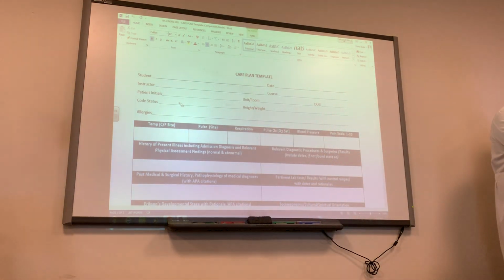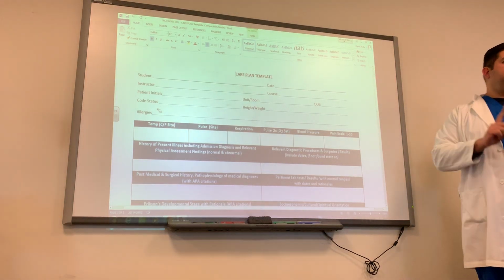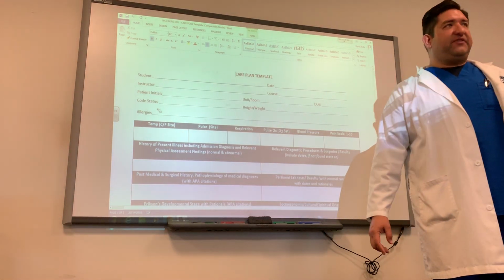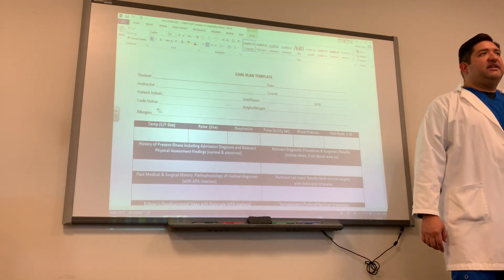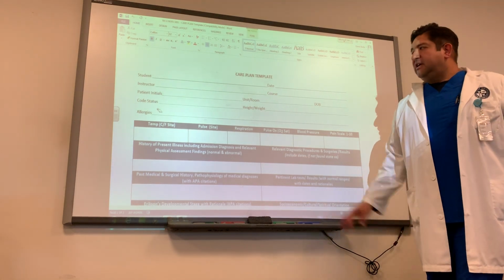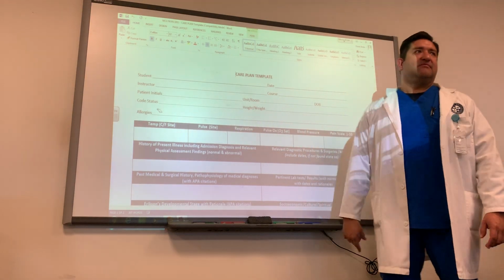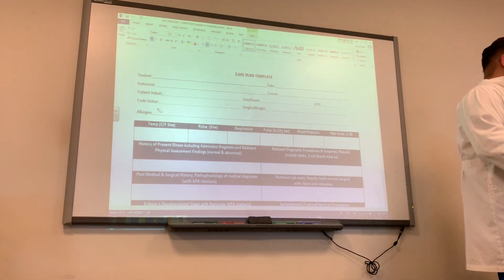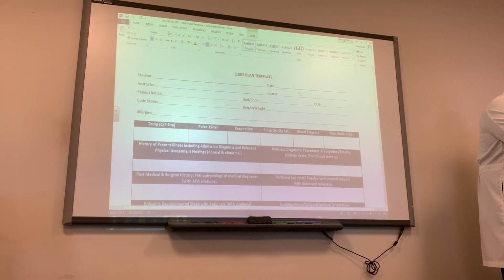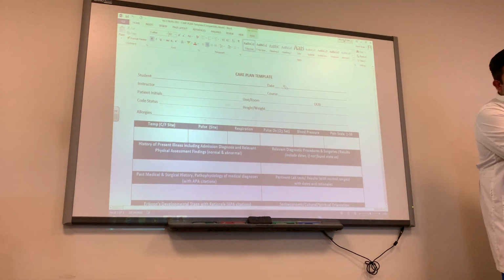Or full code. Allergies, put everything down. That includes medicine, products, plastic, latex, fruit, kiwi, anything that they're allergic to. You're going to put it right there, and people can have many. Okay? All right. To the top right, the date.